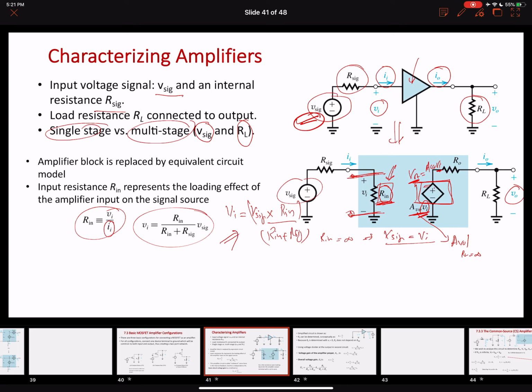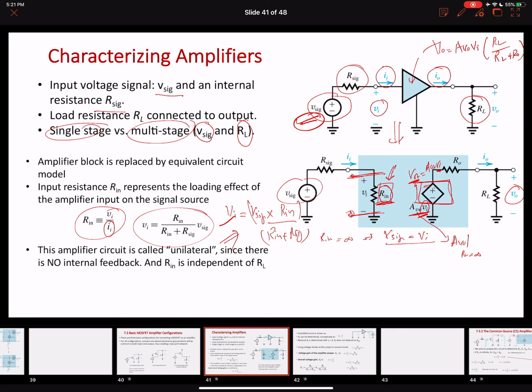We are also going to determine the output voltage by using the same voltage divider rule. We can write it over here. The output voltage, with the voltage divider, will be Avo Vi times RL over RL plus Ro. So if we apply the voltage divider rule at the input and the output terminals of the amplifier, this is what we get. We get this Vi value and Vo. We're going to come back to this again.